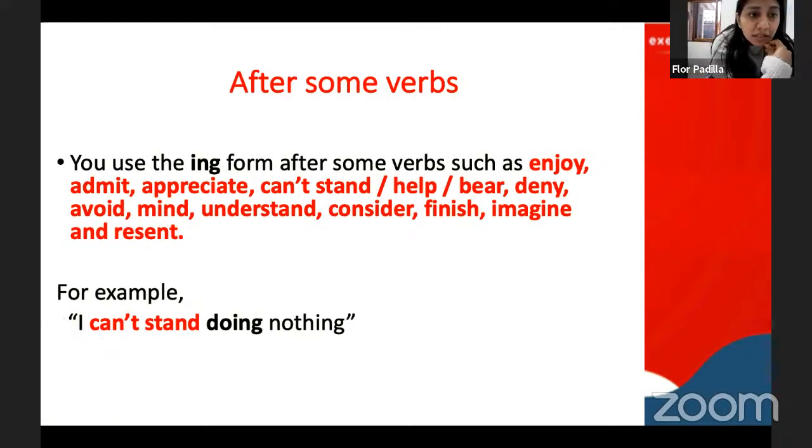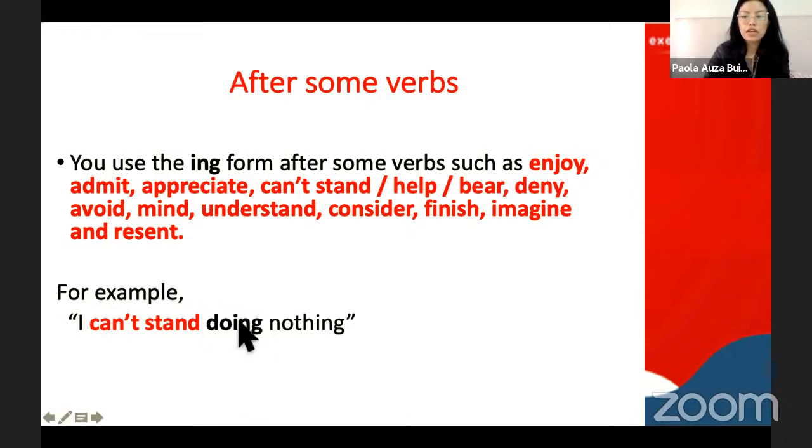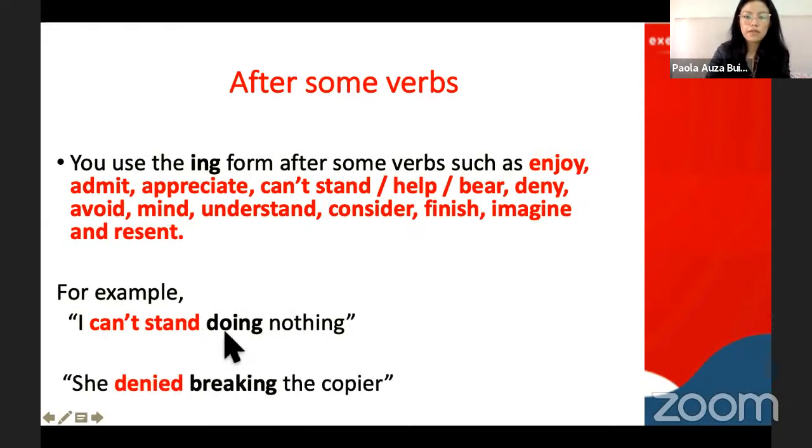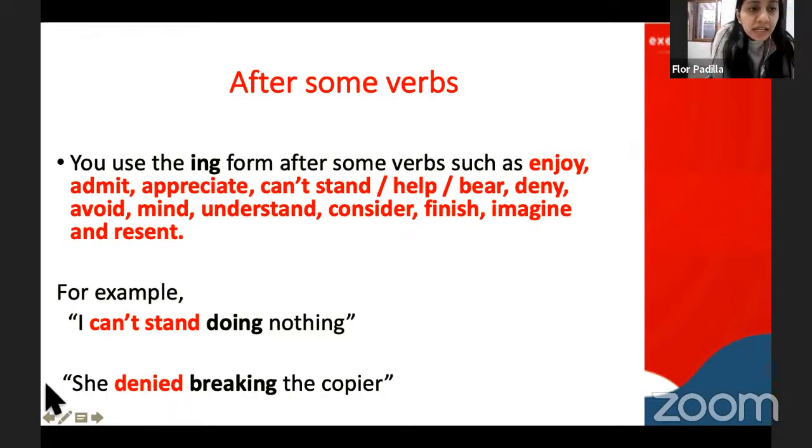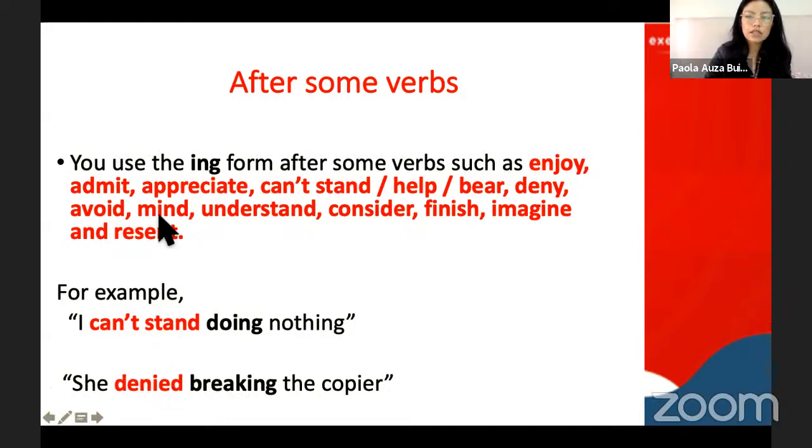I can't stand doing nothing. Yes. So this is the gerund, not the ing: the subject, the verb from the list, and then the gerund, and then my complete sentence. I can't stand doing nothing. Or the second one, please. She denied breaking the copier. All right. In this case, it's denying. It's just simply being more specific. Deny is in the list. So with these verbs, we can always use the gerund, always.